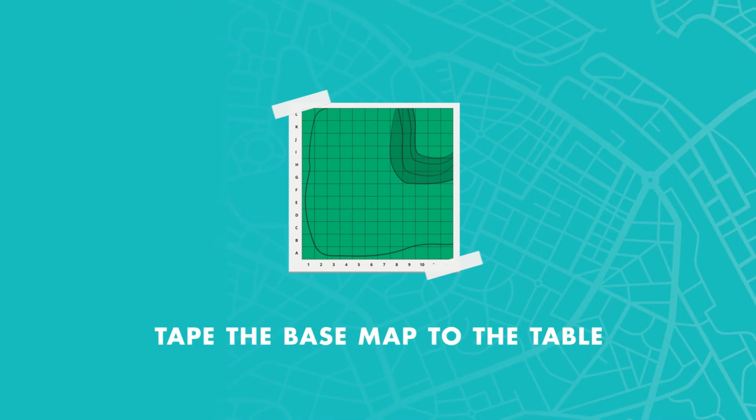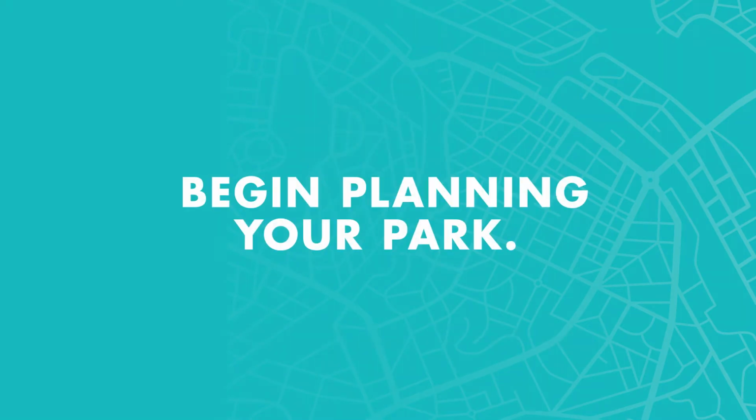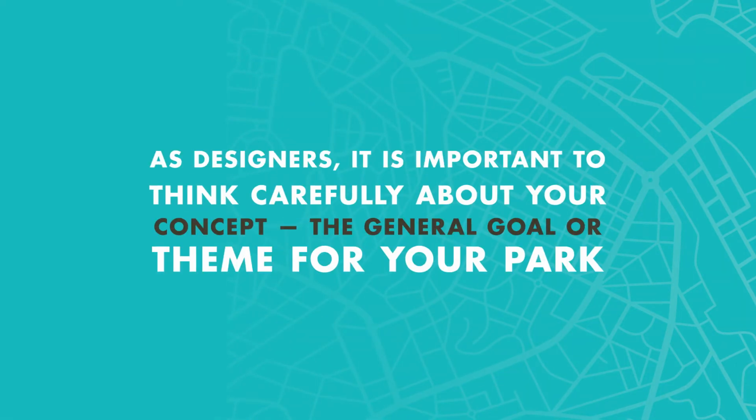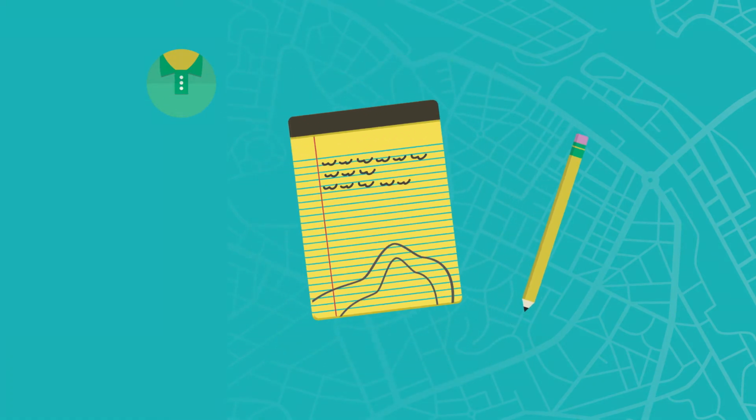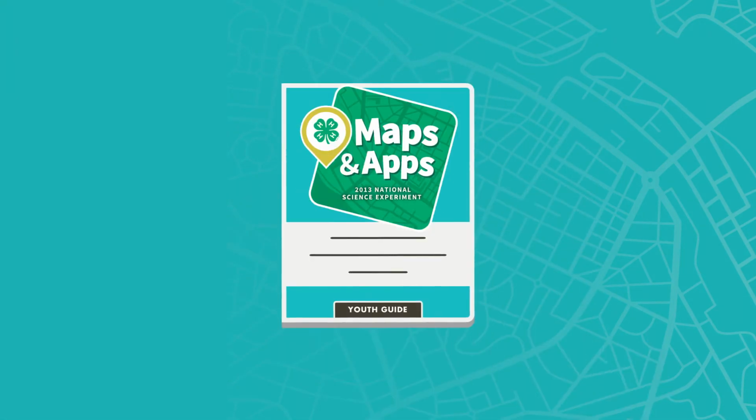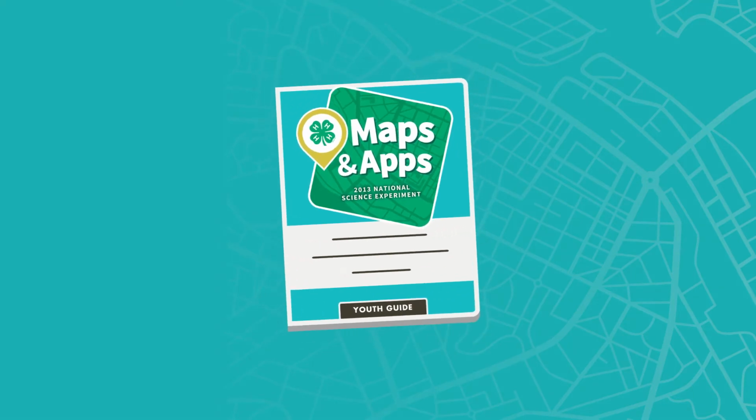Next, tape the base map to the table and gather as a team to begin planning your park. As designers, it is important to think carefully about your concept, the general goal, or theme for your park. As ideas are created, the lead planner will start taking notes. If you're having trouble thinking of an idea, consult your Maps and Apps Youth Guide for more discussion points.